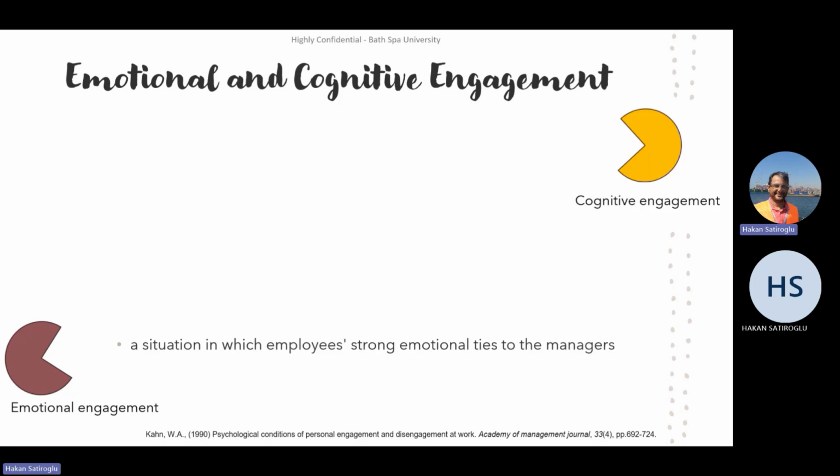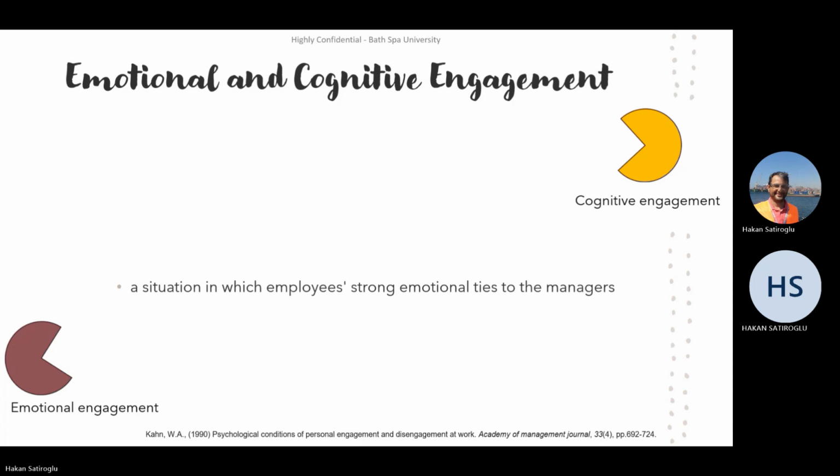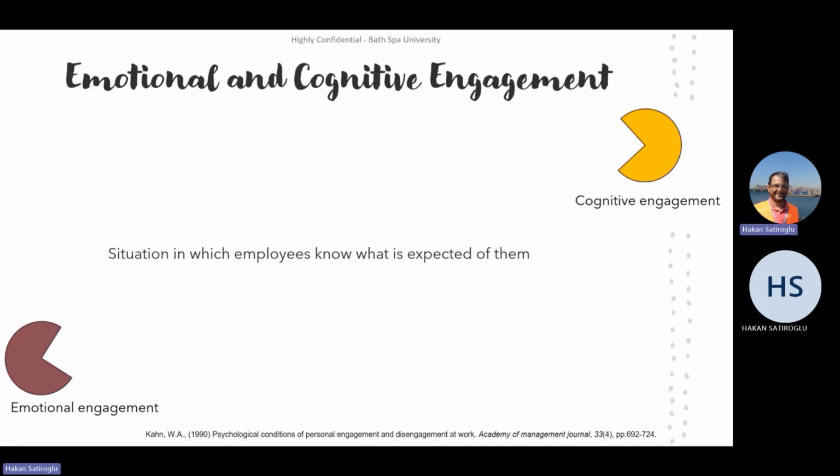So a situation in which employees have strong emotional ties to the managers. I designed this presentation like Pokemons, and this Pokemon is eating that one because of the emotional ties to the managers. Okay. Then another one is a situation in which employees know what is expected of them. Do you think that one is emotional or cognitive? So you can stop here and decide which is cognitive or emotional.